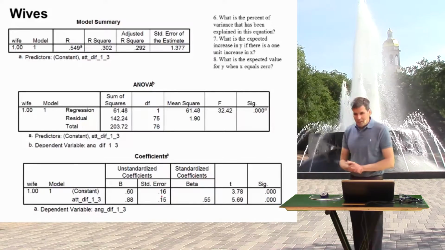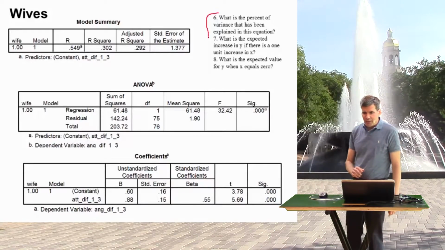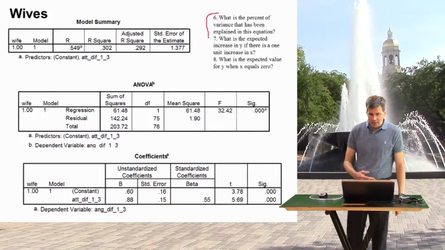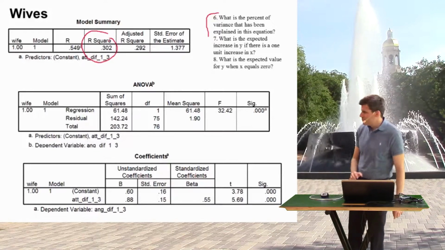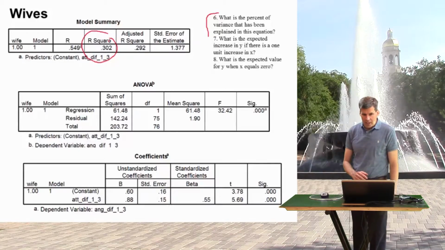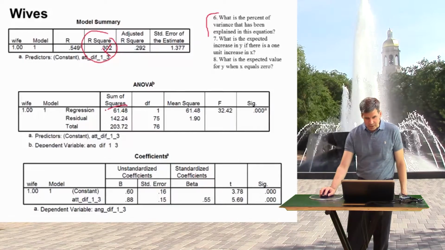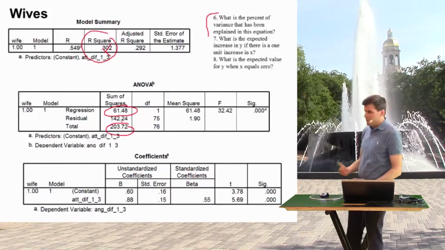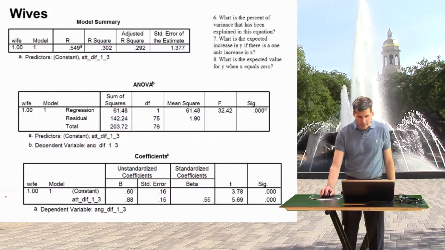What else? Some more questions here. Next question. What is the percent of variance that has been explained in this equation? Well, the r squared is the percent of variance that's explained, which is right here, r squared 0.30. And this is for our wives. Again, we've explained 30% of the variance in the outcome variable for wives. You could also take your regression sums of squares, your explained variance sums of squares, divided by your total, and you would get your percent of variance explained that way as well. But if it's given to you, don't bother calculating, just get it right off the page.